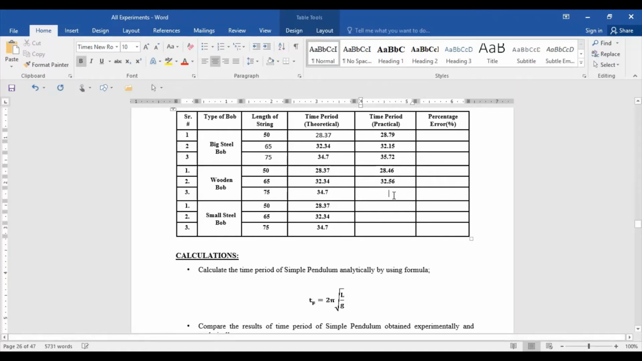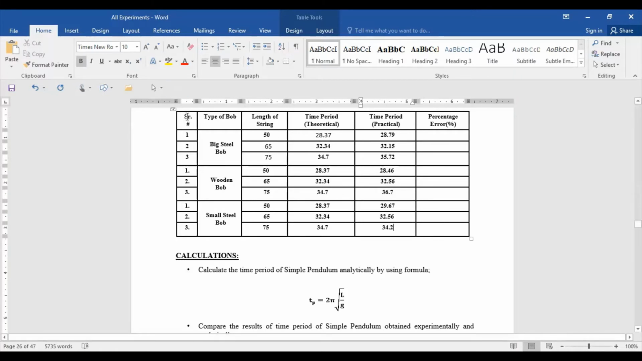Third value is 36.7. Then I have 29.67. Then 32.56, and finally 34.2. And you know how you can calculate the percentage error? You have to subtract the lowest time period from the highest time period, divide by the highest time period and multiply by 100. You will get your percentage error.